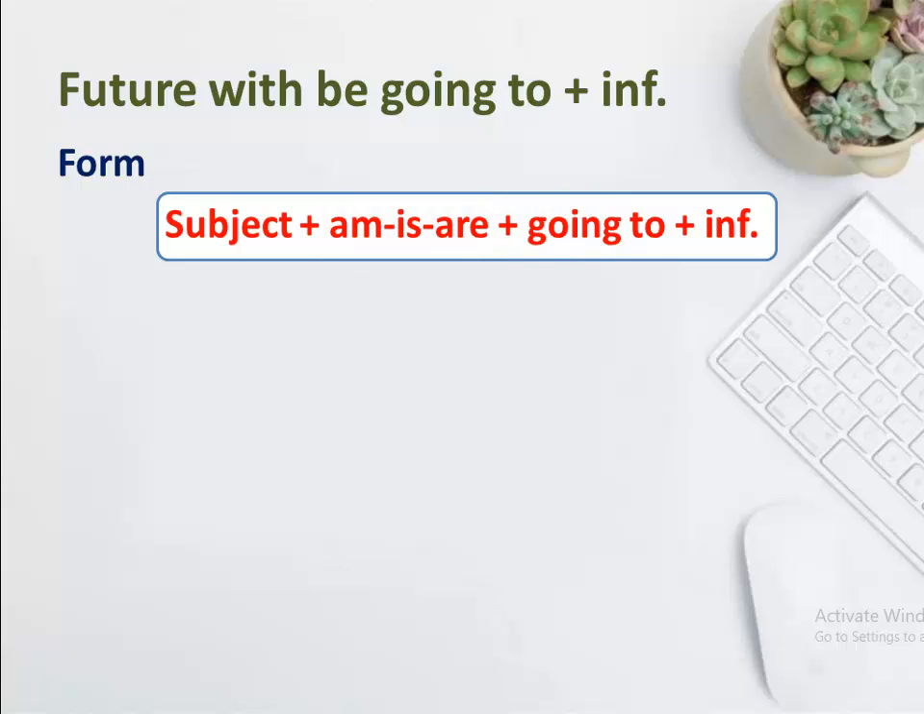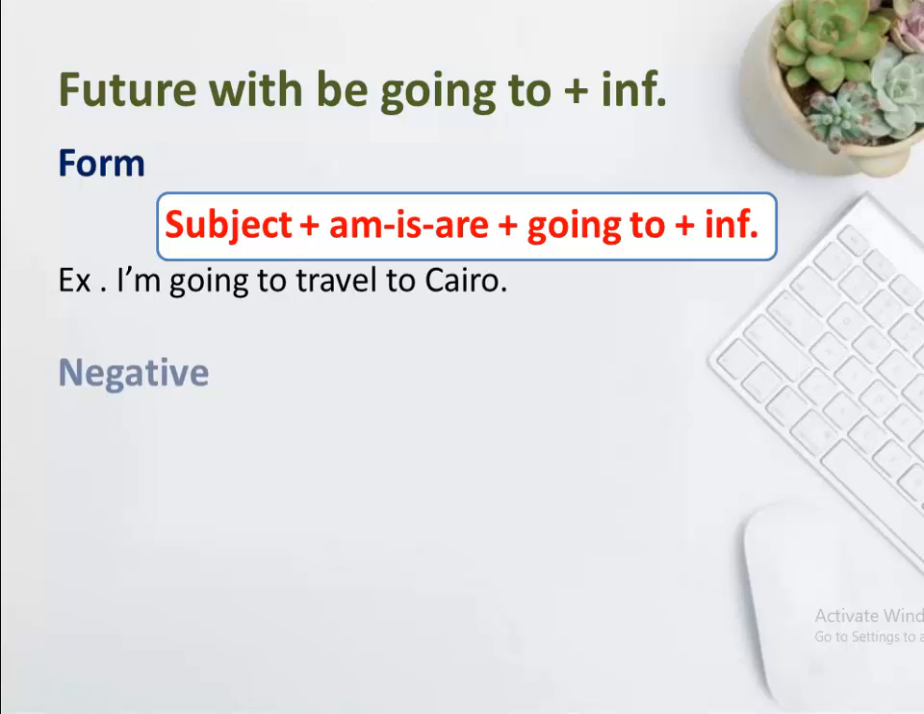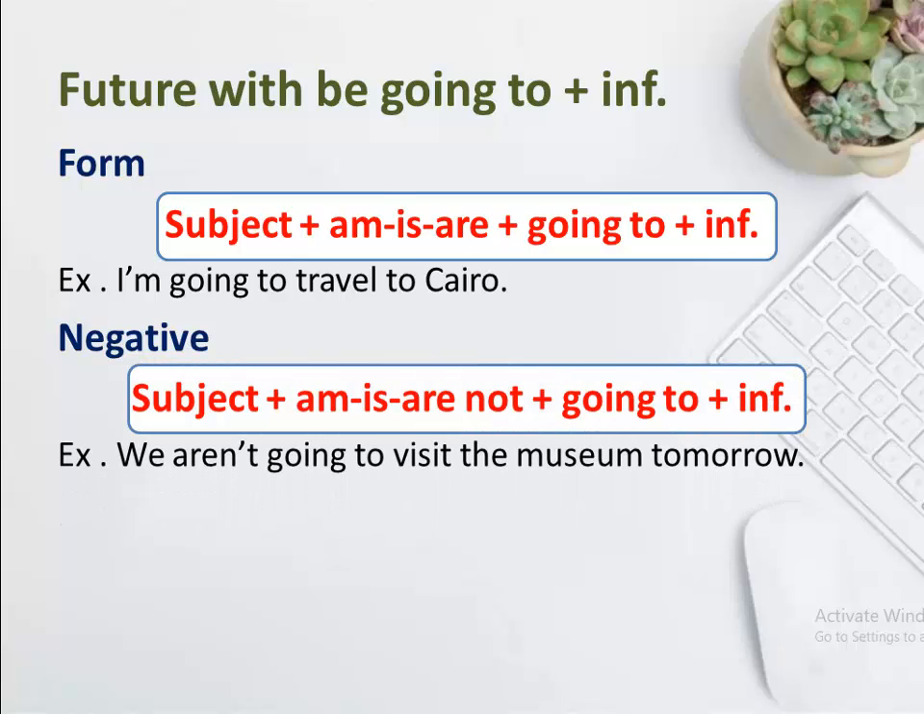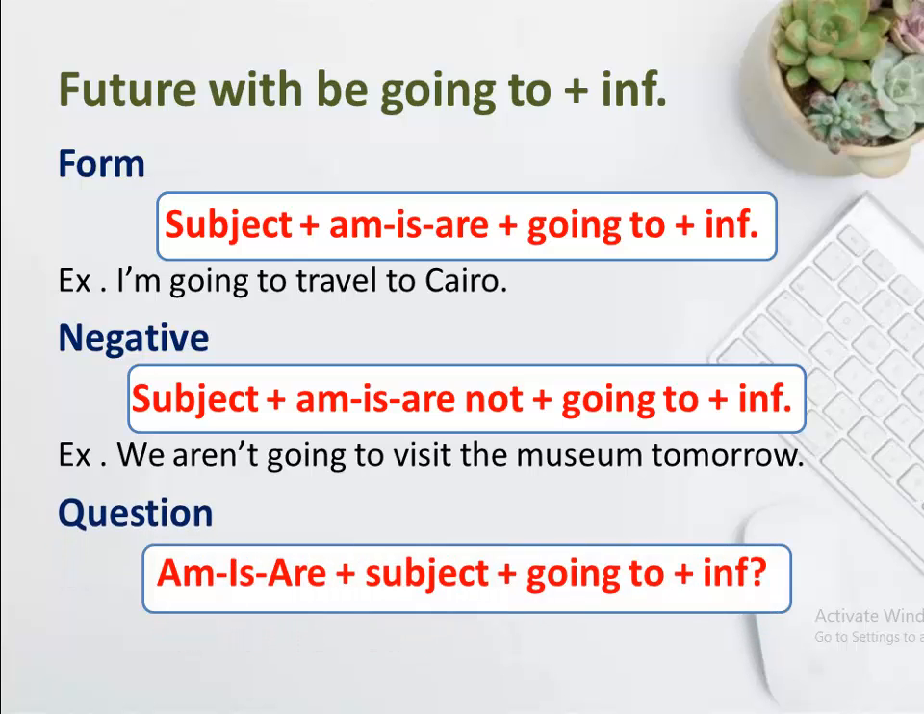Now, another form of the future: future with be going to plus the infinitive. Form: subject plus am, is, or are plus going to plus the infinitive. For example, I am going to travel to Cairo. Negative: subject plus am, is, or are not going to plus the infinitive. For example, we aren't going to visit the museum tomorrow. Question: am, is, or are plus subject plus going to plus the infinitive. For example, is he going to see a film?